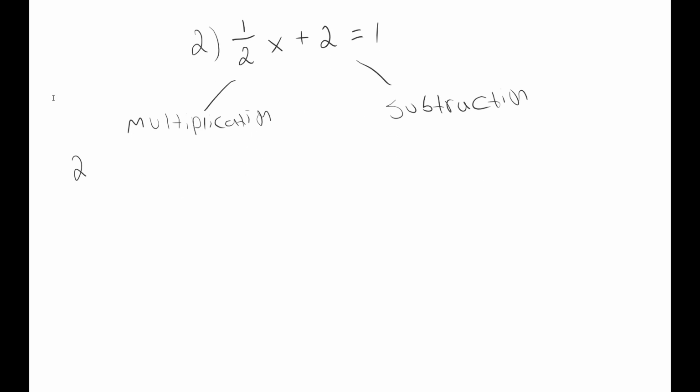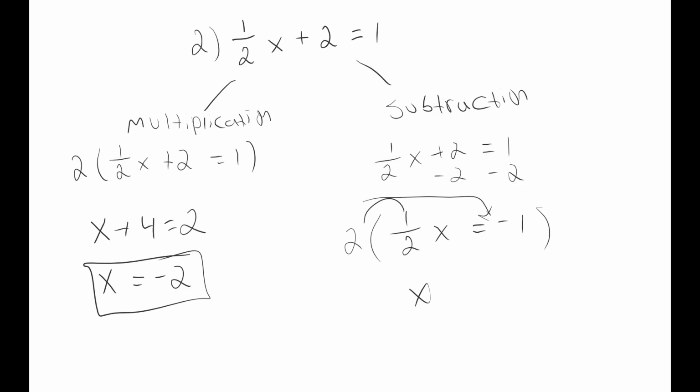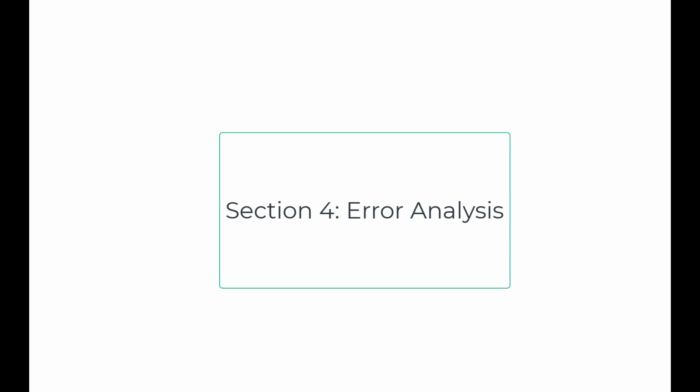So for the multiplication first, that would be taking our entire equation, this 1/2 x plus 2 equals 1, and multiplying everything by 2. And that would give us x plus 4 equals 2. And then subtracting 4 on both sides, so x is equal to -2. For the subtraction first, that would involve us taking this plus 2 and subtracting it on both sides. And that gives me 1/2 x, which is equal to -1, and then multiplying our entire equation by 2 to get rid of this 1/2. And that would leave us with x is equal to -2. And you can see that both ways will give us the same solution.